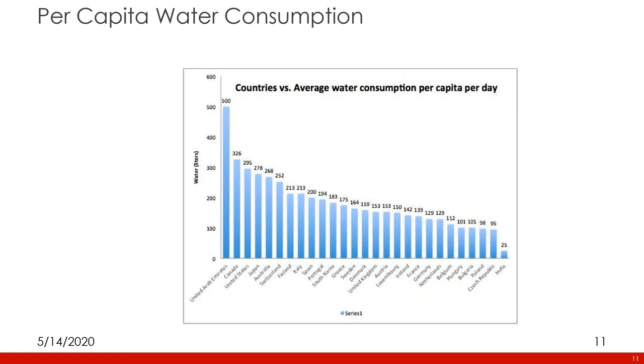If we look at per capita water consumption, we can see that India is actually doing quite well compared certainly with United Arab Emirates, Canada, and the United States. So perhaps you're already making use of many of the measures that are going to be proposed in this presentation.